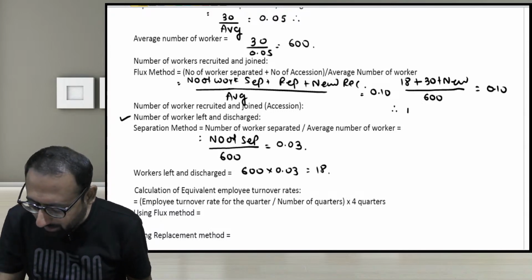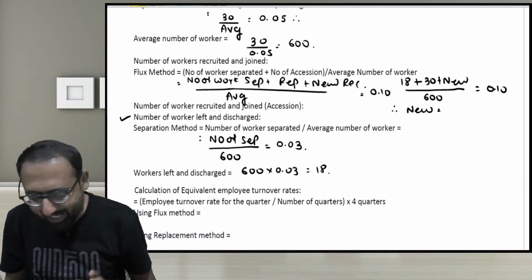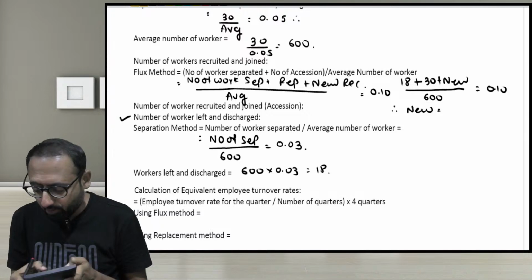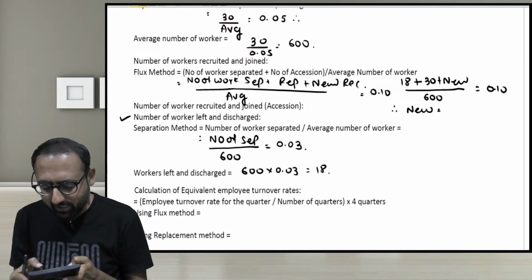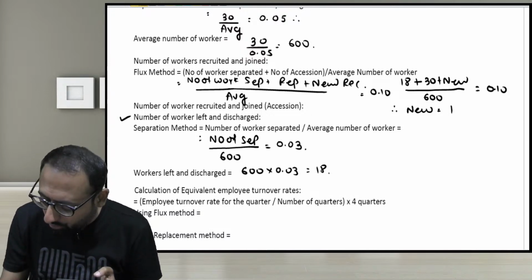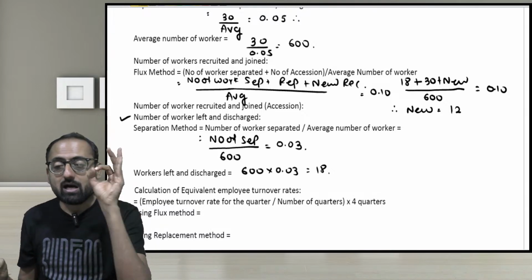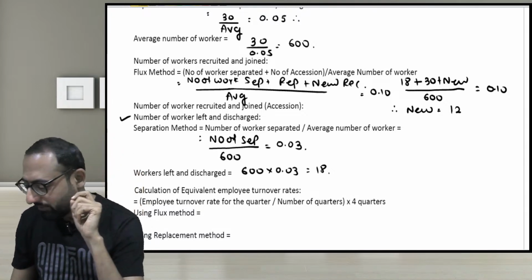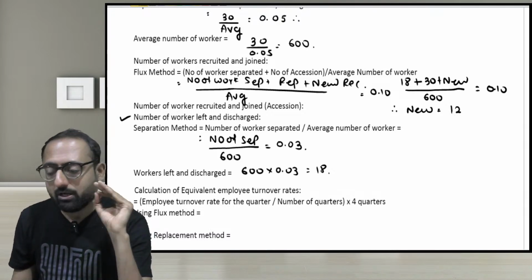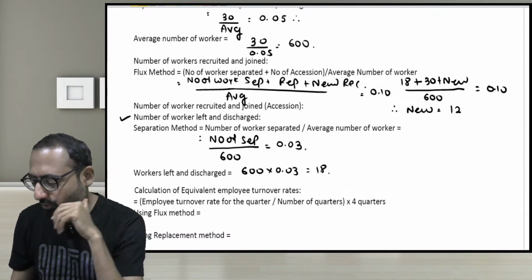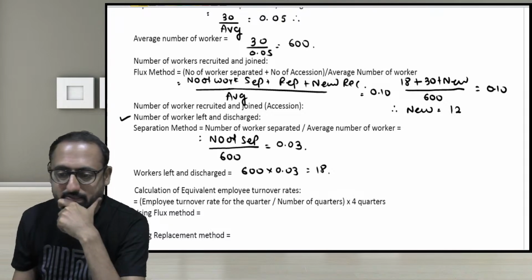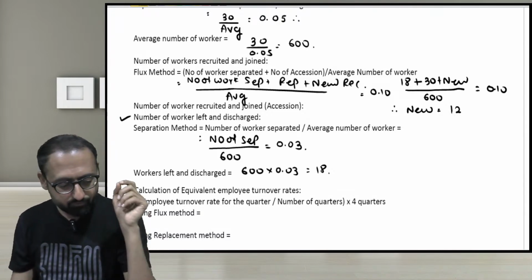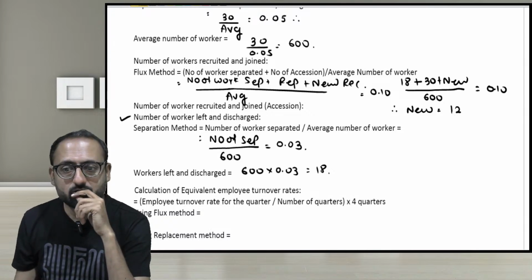Therefore, you can calculate that new recruitment for expansion is equal to 600 multiplied by 0.10, which is 60 workers, minus 30, minus 18. Your answer comes to 12 workers as new recruitment for expansion. I hope everyone is clear about this. Yes or no? Everyone is clear or not?